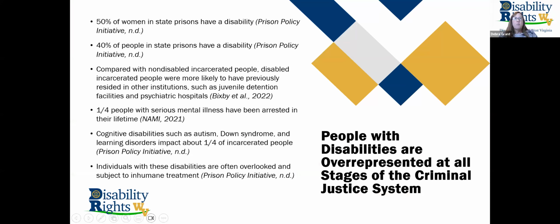So one of the things when we started looking at this that I probably didn't even realize was the extent to which people with disabilities are overrepresented in the criminal justice system. And there's lots of different reasons for that. Sometimes it's a co-occurring mental health and other disability, mental health and substance use, mental health and IDD.